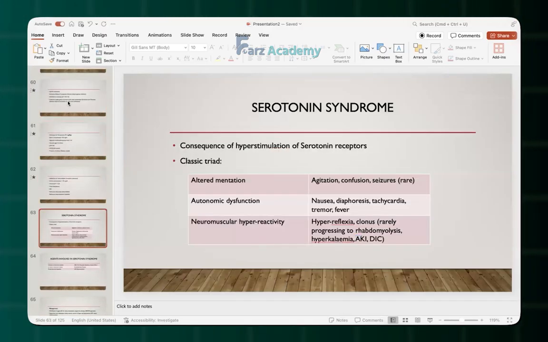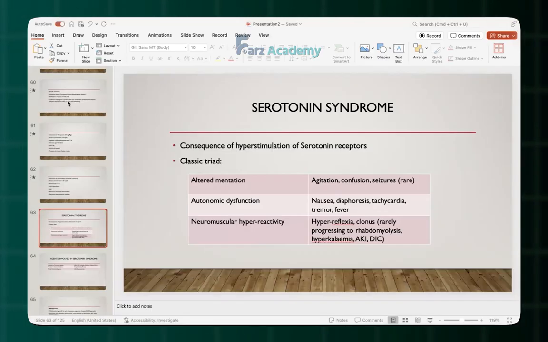So today I'll start from a very important topic called serotonin syndrome. It is a very favorite topic from an exam point of view. Lots of questions keep coming up with every exam. So, with serotonin syndrome, it is a consequence of hyperstimulation of serotonin receptors.